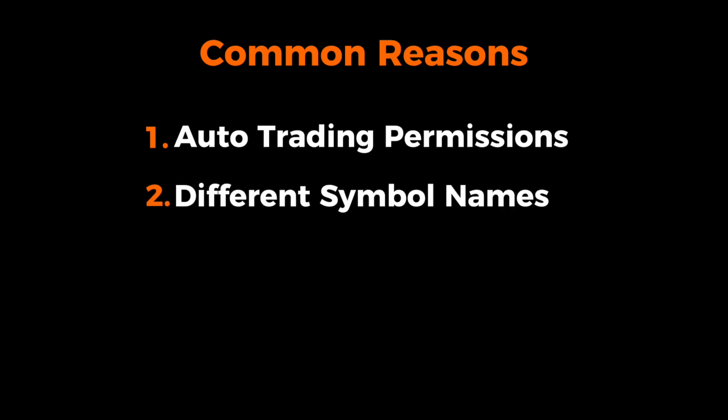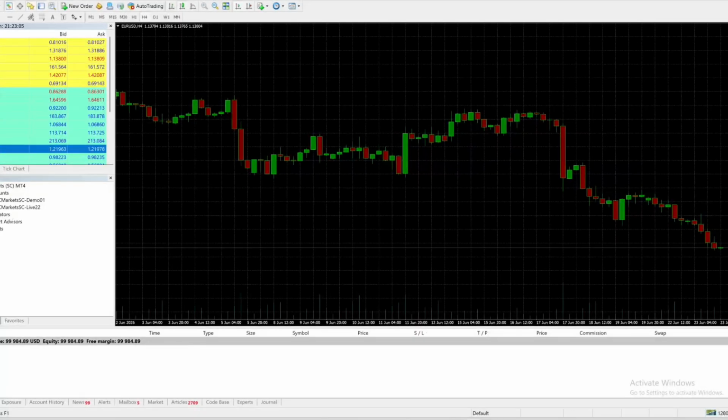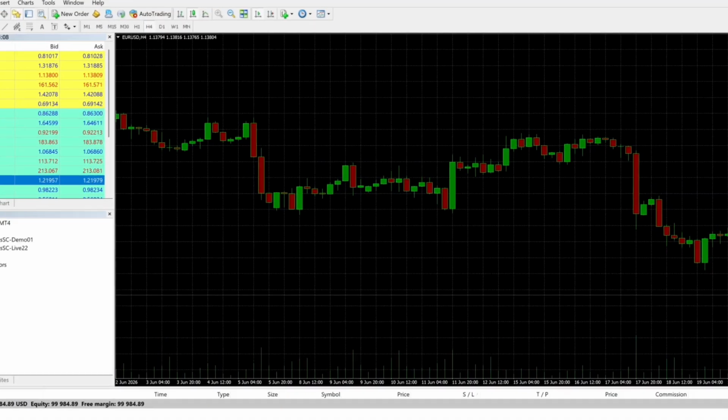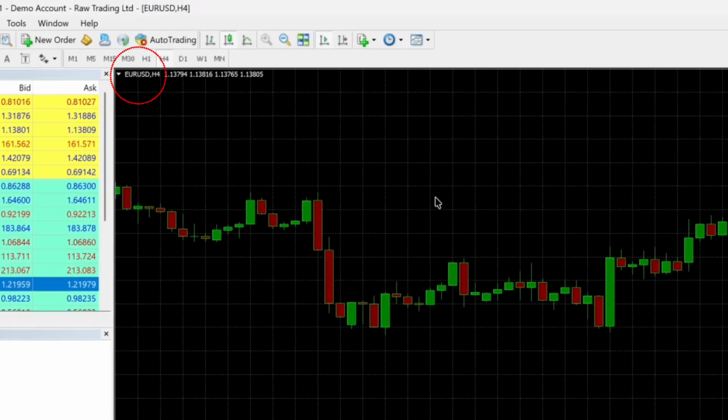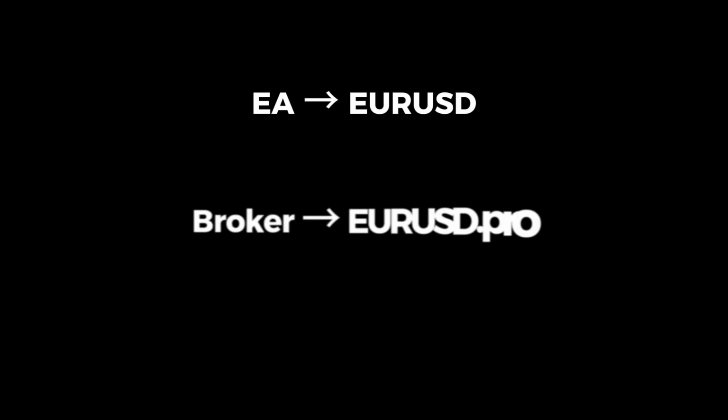Reason 2: Broker restrictions and symbol names. Not all brokers use the same trading conditions. Some use symbols like EURUSD, others use EURUSD.pro or EURUSD.a. If your EA is looking for one symbol, but your broker provides another, no trades will be opened.